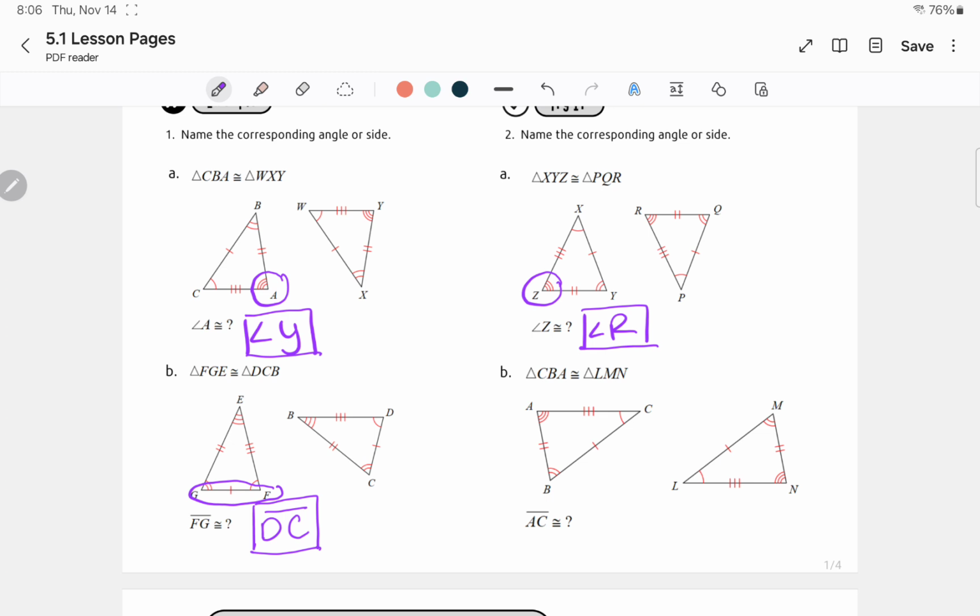And now for letter B, triangle CBA is congruent to triangle LMN. So AC is congruent to which side on the other one? So AC is right here. AC has 3 tick marks. So I look on the second triangle, which one has 3? And that would be LN. Or let's look at the order. So AC is 3 to 1. So we actually want to do NL. NL is my answer.